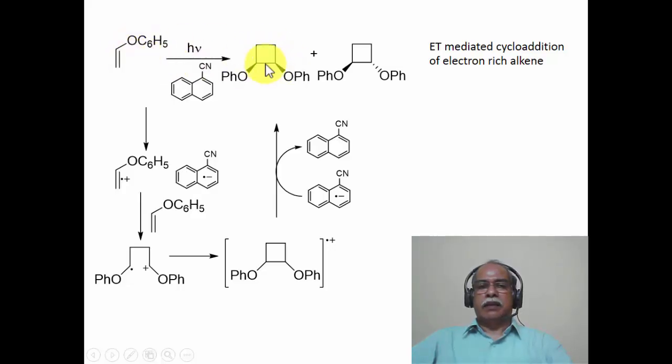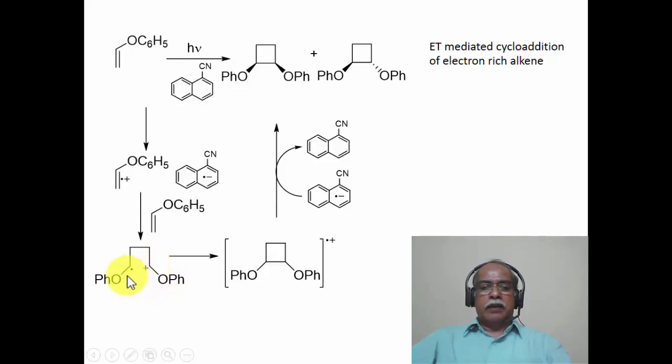Excited state cyanonaphthalene is quenched by the phenylvinyl ether, producing the corresponding cation radical and the anion radical of cyanonaphthalene. It reacts with another molecule of the phenylvinyl ether because this is an electron rich process. A carbon-carbon bond formation takes place, producing the 1,4 center cation radical. This is stabilized by the oxygen lone pair here, and this is stabilized again by the oxygen lone pair. This is a stable cation radical.